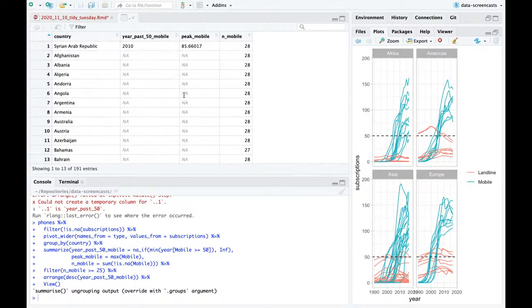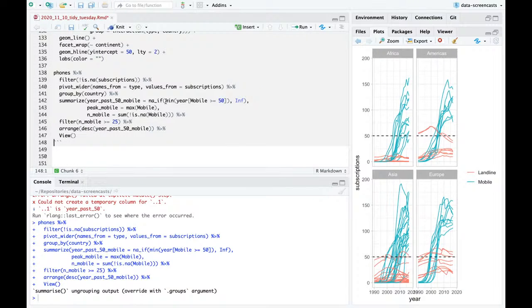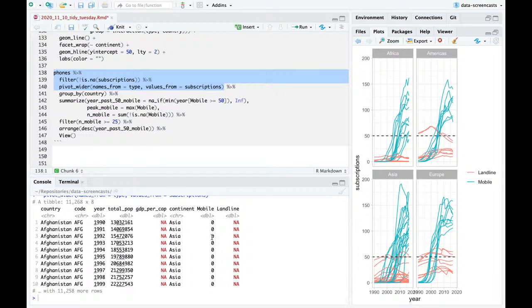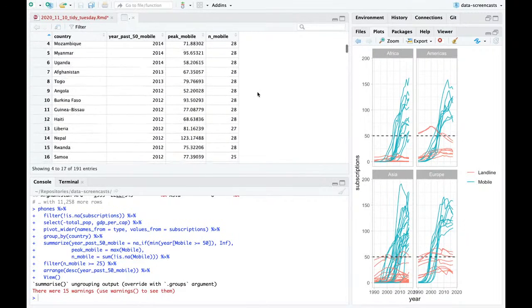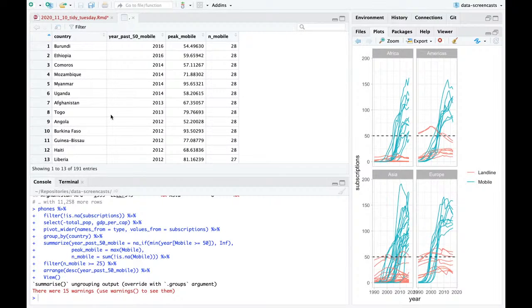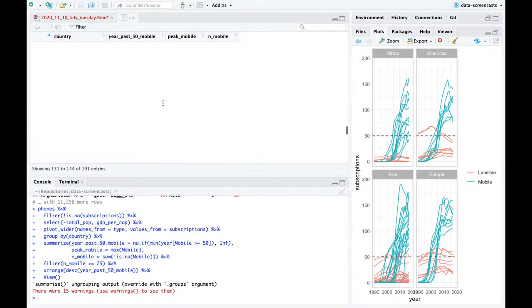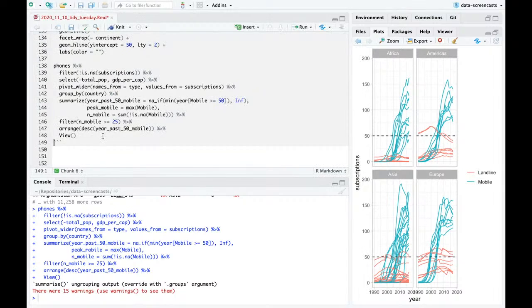Oh, oof. What is happening? Min year past 50 mobile. What am I, oh, you know what happened is I did pivot wider, but I forgot that total pop and maybe even GDP per cap are different. Aha. So the story is when that happened, the pivot got messed up. I wasn't able to retransform the data back out. This looks like I think it'll work better.